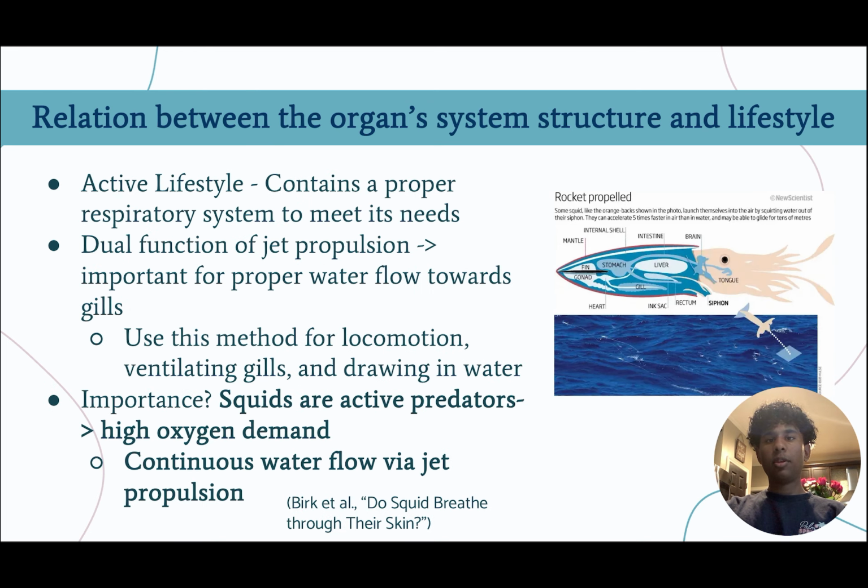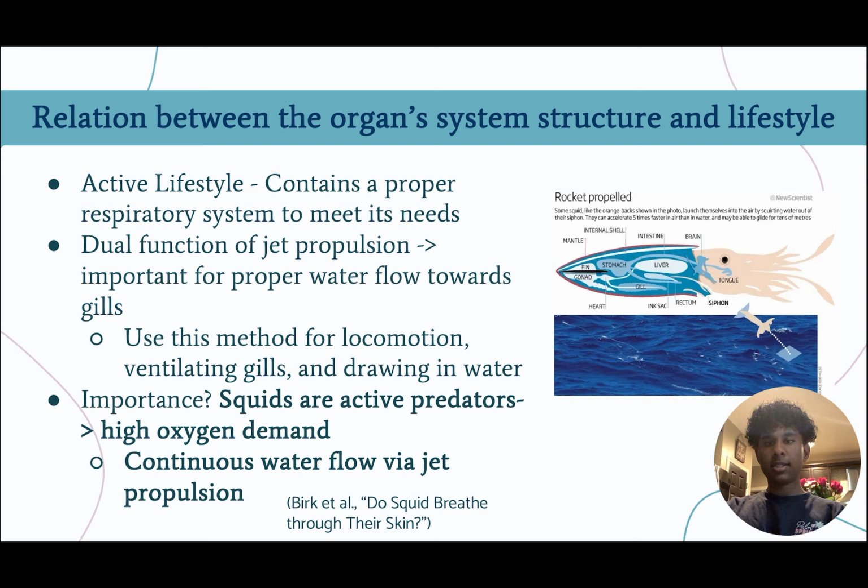Now I'd like to talk about the relation between the organ system structure and their lifestyle. Since they have an active lifestyle, they need a proper respiratory system to meet its needs. The dual function of jet propulsion is important for proper water flow towards the gills as well as locomotion. They use this method for locomotion, ventilating gills, and drawing in water.